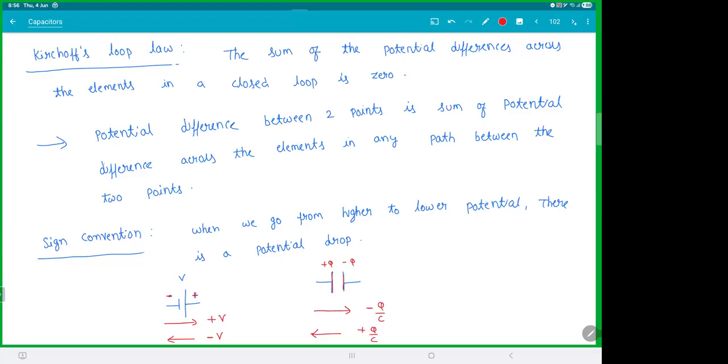Is the sign convention simple? If you go from negative to positive, it will increase. If you go from positive to negative, it will decrease. For a battery, it is plus V, minus V. For a capacitor, it is Q by C, minus Q by C. Copied? Now let's see how to use this to solve problems.